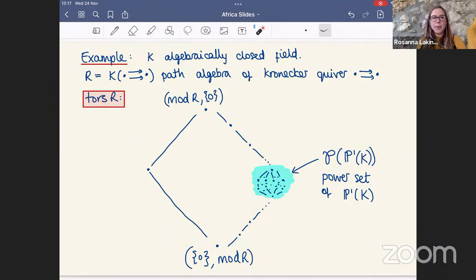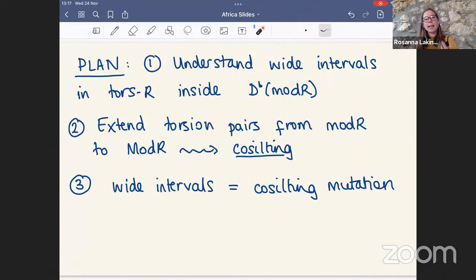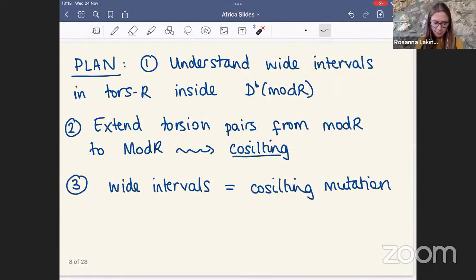But the plan for today is to try to understand these wide intervals inside the derived category. So first, we're going to move our perspective from this lattice tors R in the module category into a derived setting, into a triangulated setting. And then I want to extend each torsion pair from a torsion pair in the category of finitely generated modules to a torsion pair in the category of all modules. And this will give us an isomorphic lattice. And this will give us this connection to silting theory that I mentioned at the beginning. And via this connection in point two, we'll see that wide intervals can correspond to co-silting mutation. So this is the plan for today.